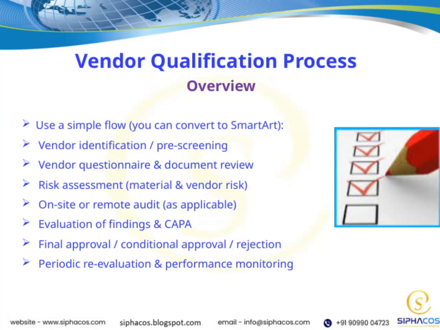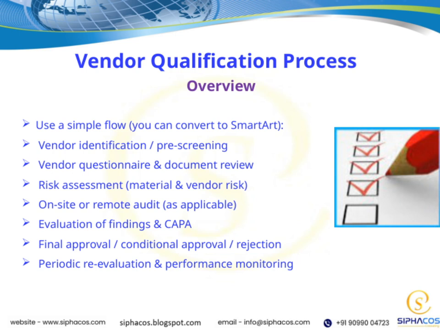Let's walk through the key steps in our vendor qualification process. First, we start with vendor identification and pre-screening, which helps us narrow down potential vendors early on. Then, we move to the vendor questionnaire and document review, where we gather essential information and verify compliance. Next, we conduct a risk assessment, focusing on both material and vendor risks to identify any potential issues up front. When needed, we perform on-site or remote audits to get a first-hand look at the vendor's operations and controls.